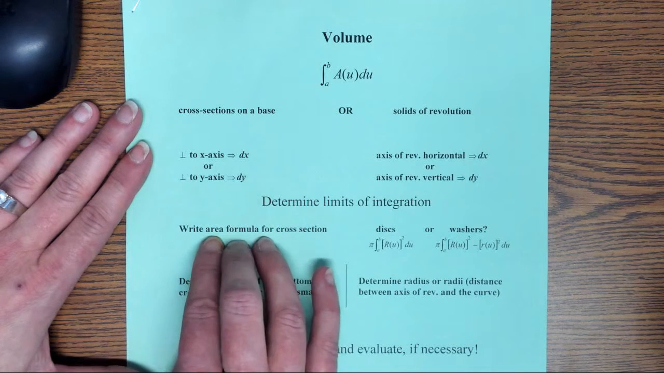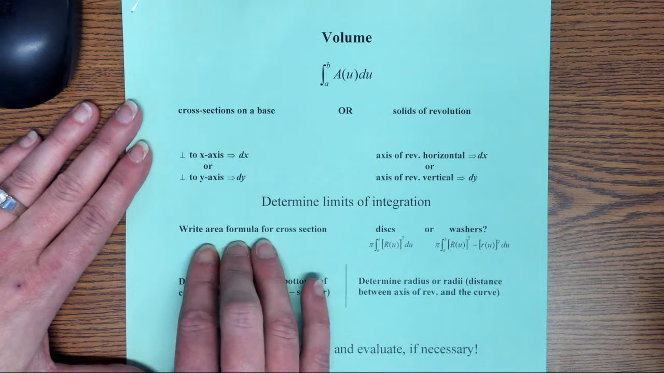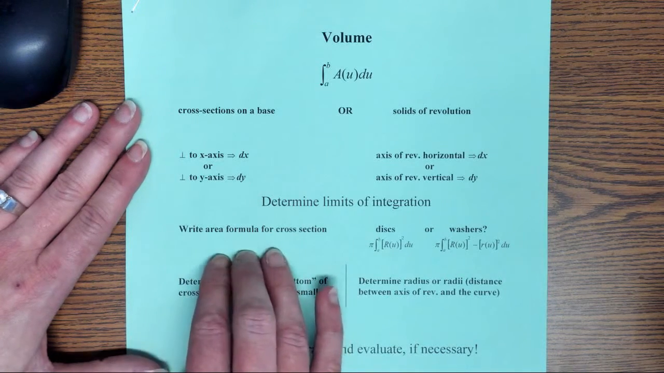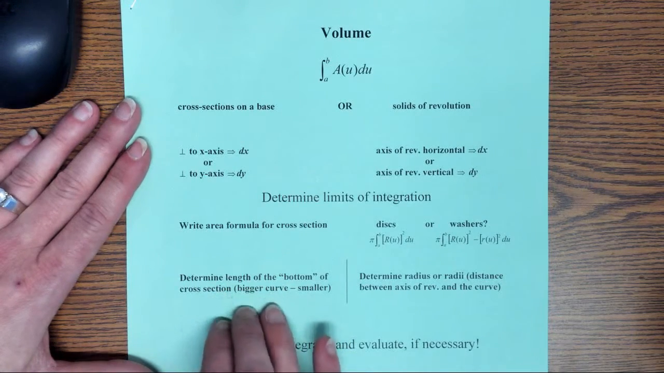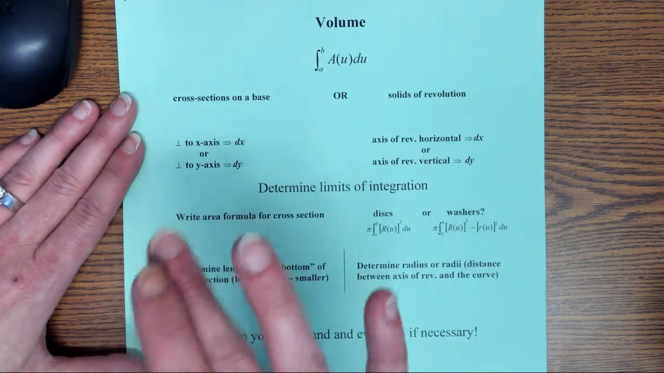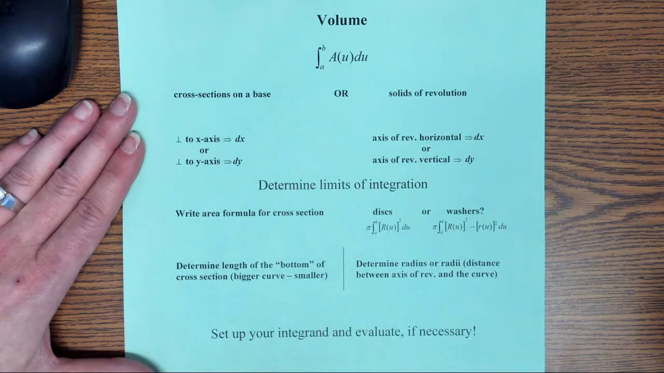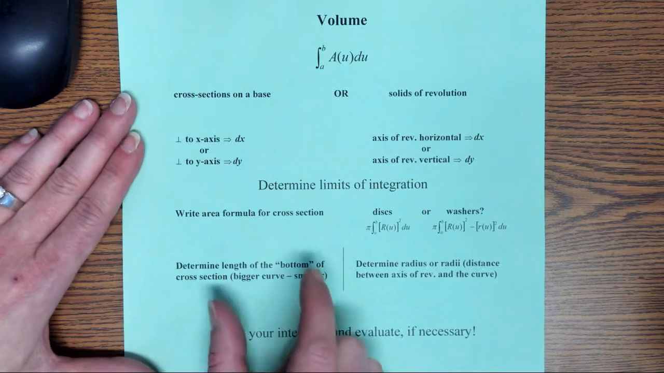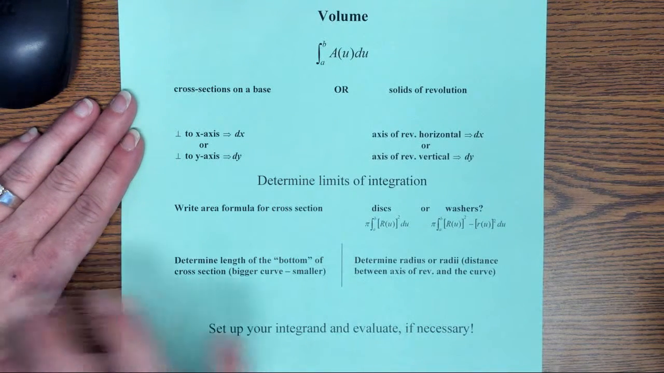The first thing for cross sections is to know the area formula for your cross section, be it that we have squares or semicircles or triangles or whatever it might be. Then we have to figure out the length of that cross section. Usually that's taking that bigger curve minus the smaller curve, whichever curve's on top minus the smaller. That's going to be that side of your cross section.